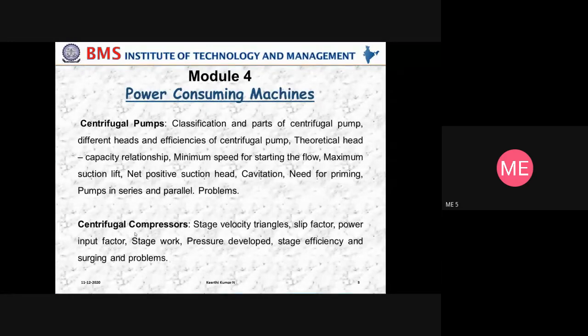For the time being, in module 4, under the power consuming machines, I will take up only the centrifugal pump, as the working fluid for this is water. Because you already know how to solve the problems, if the working fluid is water, you know how to solve the problem. But if it is a centrifugal compressor, you need to consider the temperature also. So thermodynamics has to be explained before doing this. For the time being, I will take up the centrifugal pump in detail.